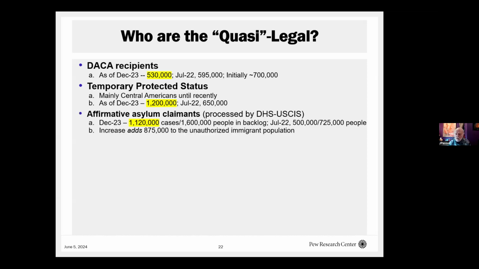People who claim asylum are not deportable. They're known to the authorities, but they can't be deported until their cases have been decided.